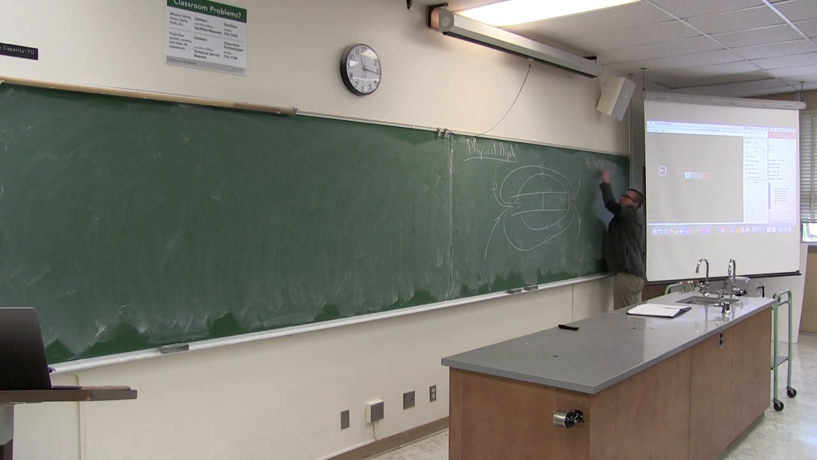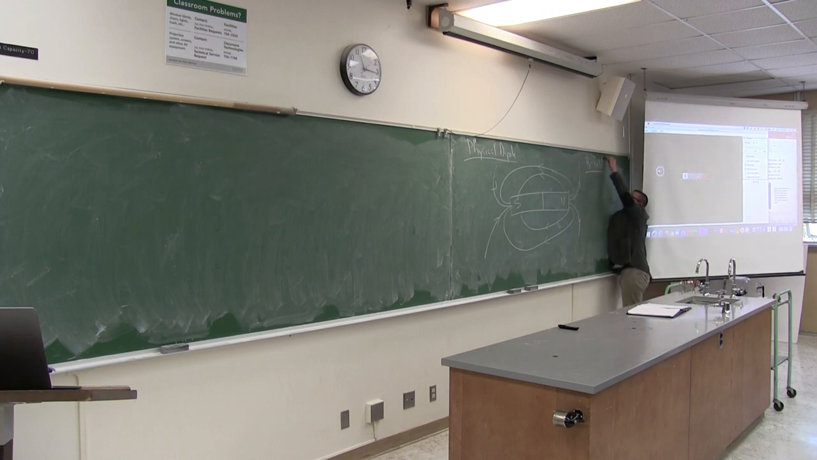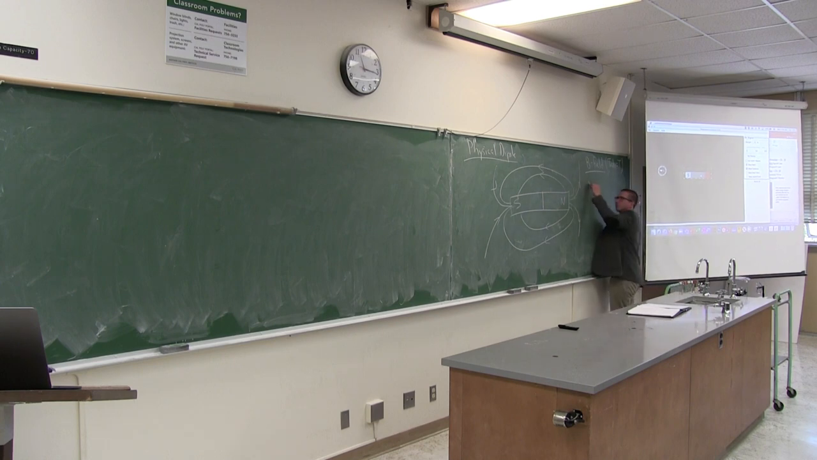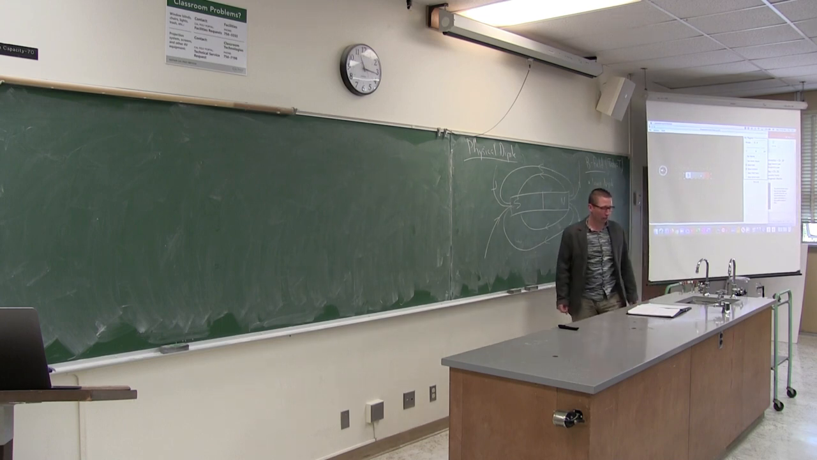B is the symbol that we give for magnetic field. We use E for electric field, we use B for magnetic field, and the units are in Tesla. So they leave the North Pole and they enter the South Pole.